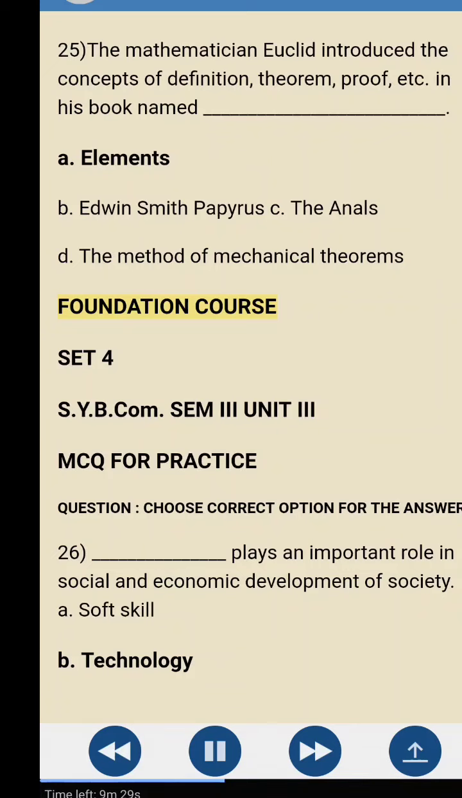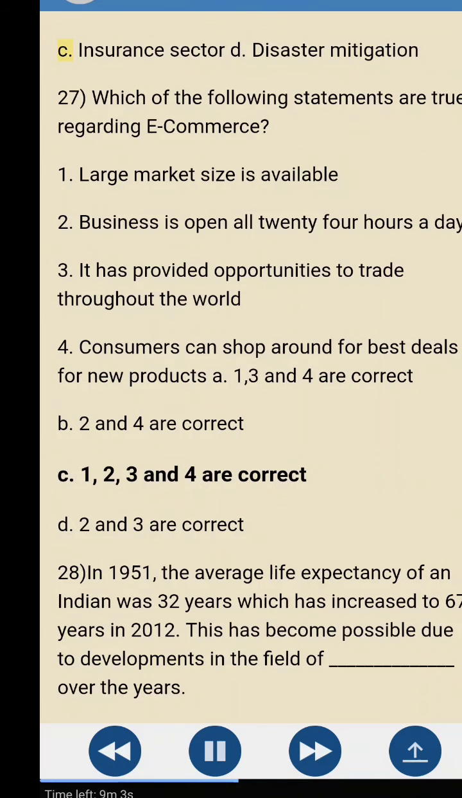Foundation Course Set 4 SYBCom. Sem 3 Unit 3 MCQ for practice. Question: Choose correct option for the answer. 26. Blank plays an important role in social and economic development of society. A. Soft skill. B. Technology. C. Insurance sector. D. Disaster mitigation.